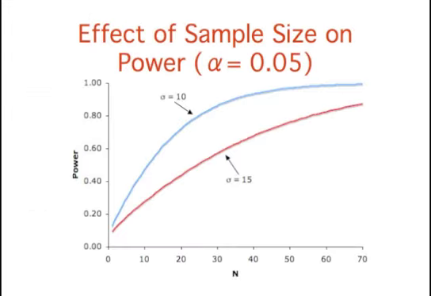This figure shows that the larger the sample size, n, the higher the power. Since sample size is typically under an experimenter's control, increasing sample size is one way to increase power. However, it is sometimes difficult and/or expensive to use a large sample size.